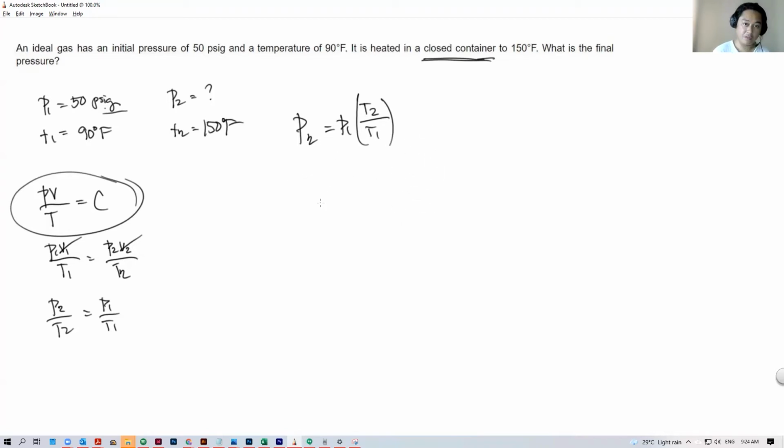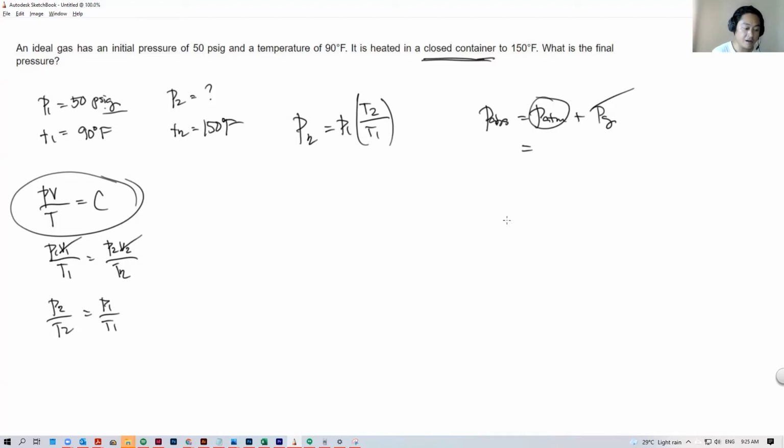But take note, if you're going to be working with the ideal gas equation, make sure that you're working with absolute temperatures and pressures. In our problem, we are provided with 50 psig as our P1, our first pressure. If you recall, the absolute pressure is just equal to the atmospheric pressure plus the gauge pressure. If you're not provided with the atmospheric pressure, you should memorize the values of the atmospheric pressure.